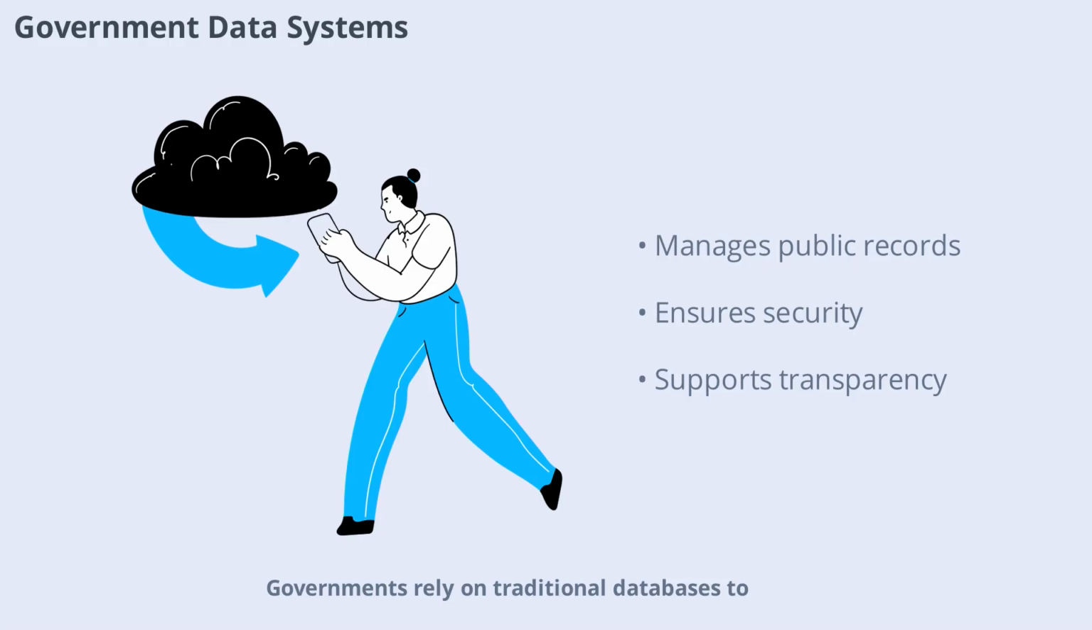Governments rely on traditional databases to manage records such as tax information, licenses, and public services. The structured approach ensures that data is organized, secure, and accessible to authorized personnel. Backup and recovery features protect against data loss, while security measures prevent unauthorized access. These systems are essential for delivering reliable public services and maintaining transparency.